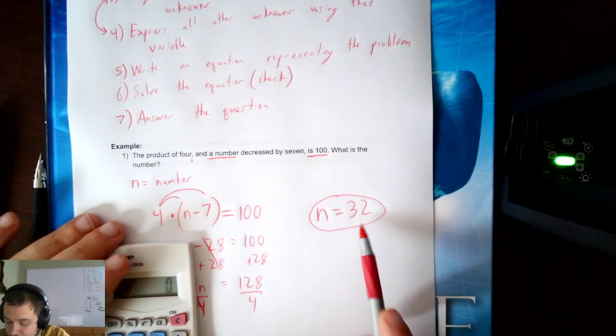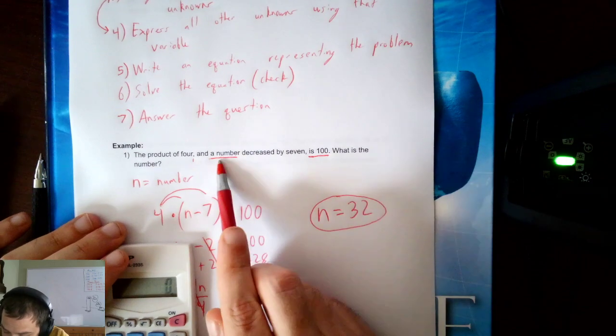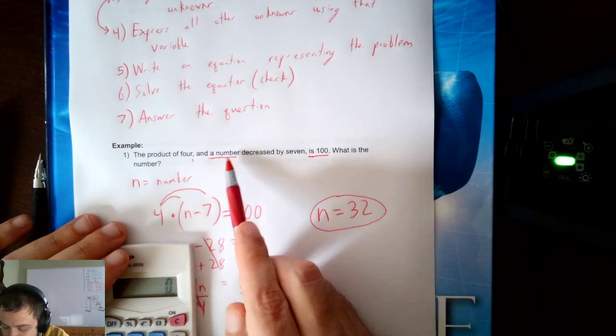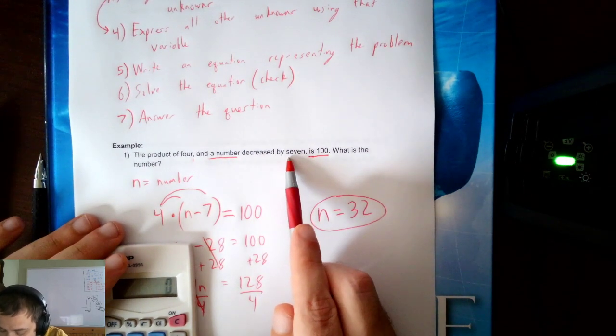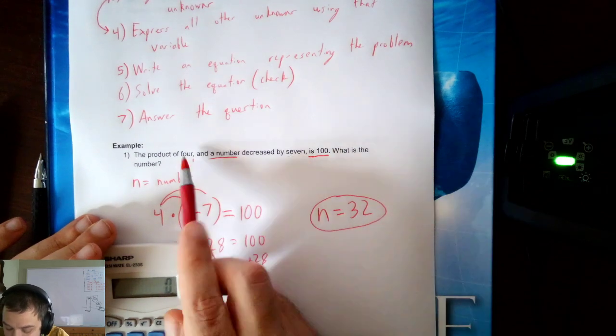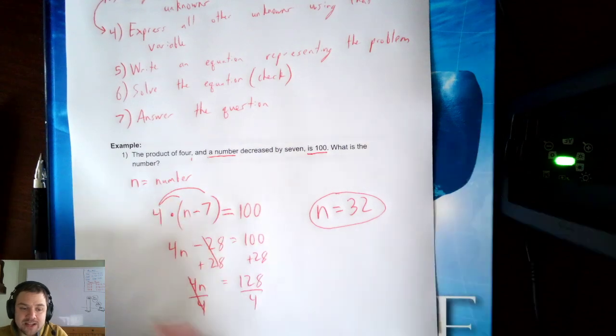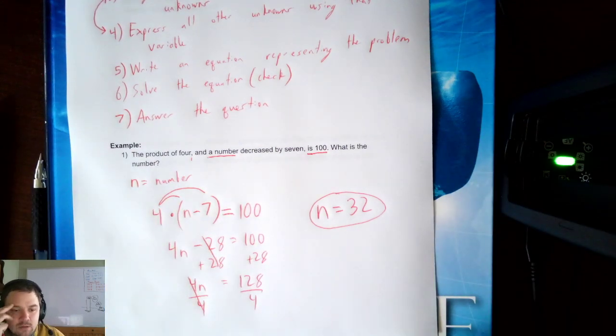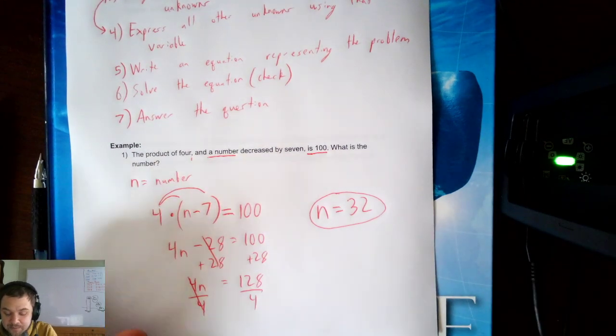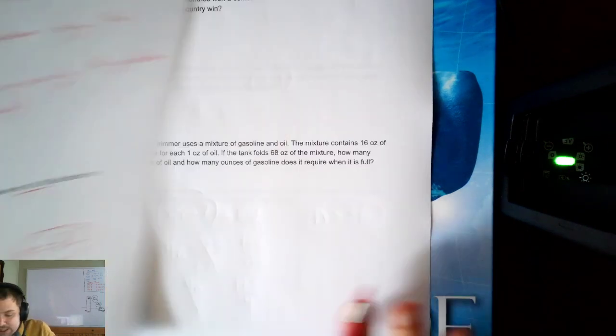I should check, though. Does this make sense? A number decreased by 7. 32 decreased by 7, that's 25, right? If I multiply it by 4, that's 100. I know my answer makes sense. I can reread the question with my answer in mind to make sure it makes sense. So that's our first example.